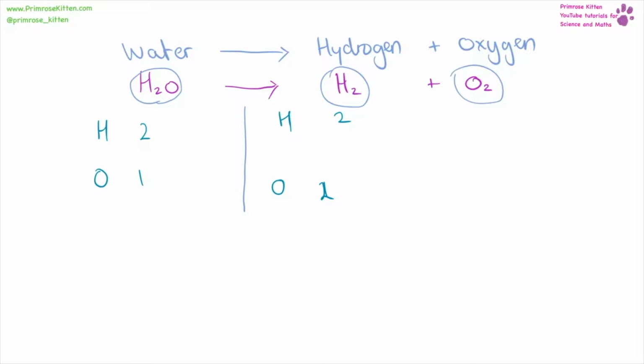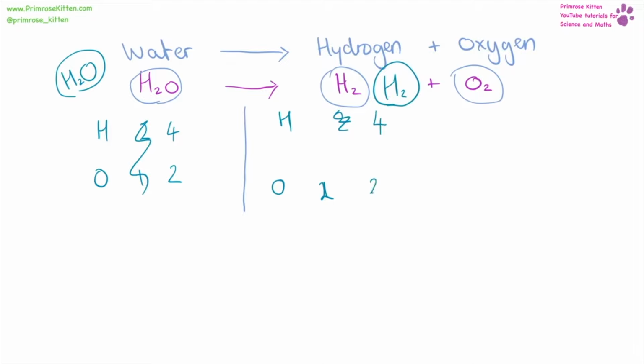Then we have to add another H2O, put that in a circle, redo our numbers. We now have 4 hydrogens and 2 oxygens. So our oxygens are balanced, but now our hydrogens, we have more on this side than we do on this side, so we need to add more hydrogens here. Again, the only thing we can do is to add a whole another bubble. We now have 2 hydrogens here, 2 hydrogens here, making 4 in total and 2 oxygens.